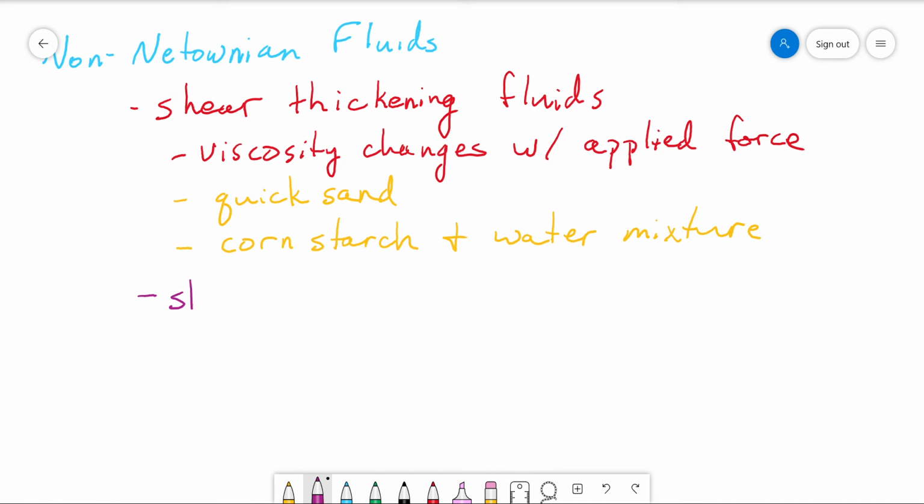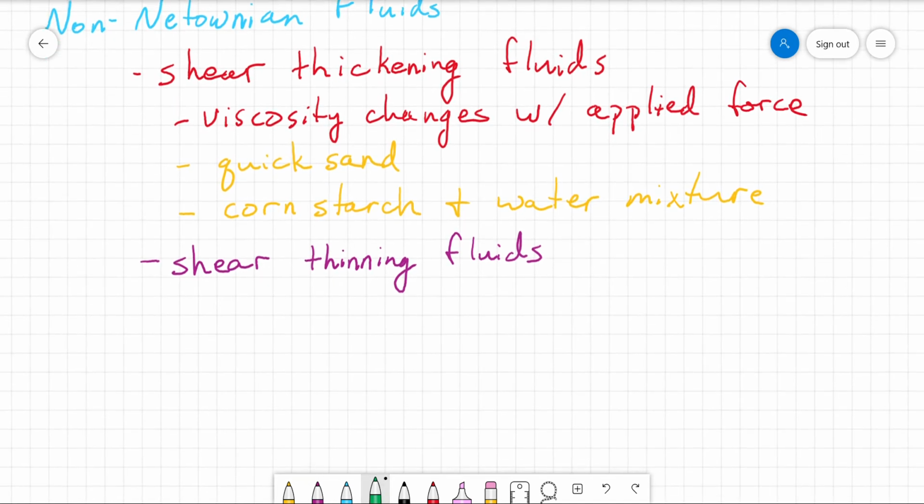And there's also shear thinning fluids. I'm not sure if I'm spelling shear right. It doesn't matter. They're used to me making stupid mistakes. So the viscosity here goes down, they get thinner, when you apply a shear force.